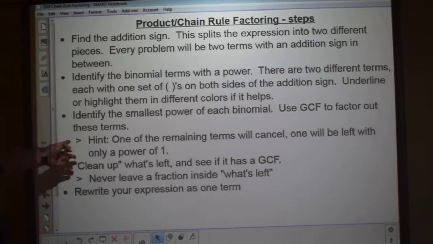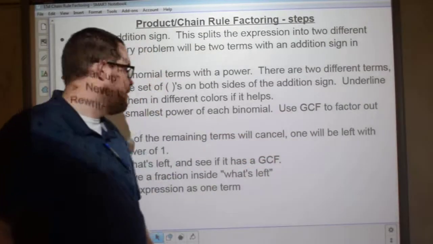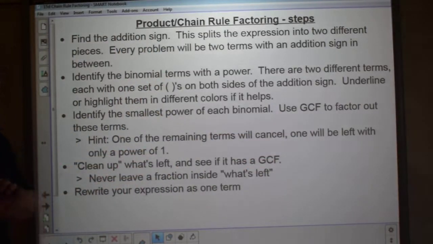Here's a huge hint. One of the remaining terms will cancel, the other will be left with only a power of 1. And in calculus you'll understand why. Clean up what's left and see if it has a GCF. Never leave a fraction inside that. And then rewrite your expression as one term.